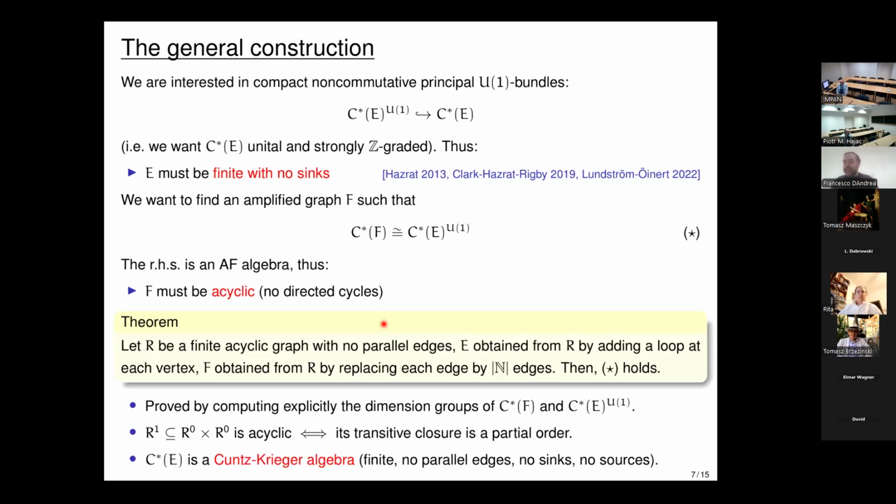Okay, so last remark that I want to say is that since C star of E is a finite graph with at most one arrow between two vertices, and this graph has no sinks and no sources, C star of E is what we call a Cuntz-Krieger algebra. So this is the C star algebra of a 0-1 matrix, a finite 0-1 matrix with no zero rows and no zero columns. And this is just to explain why there is this other keyword, Cuntz-Krieger algebra, in the title of the talk and of the preprint.